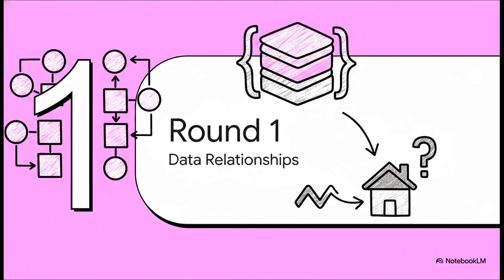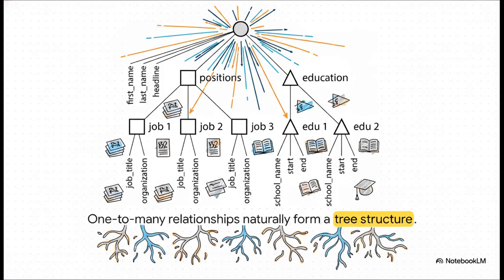Okay, let's kick things off with round one, structure and relationships. Now, how does the actual shape of your data dictate where it should live? Take a look at this. Notice how one-to-many relationships naturally form a tree structure that branches out from a main root node. Think of something like a user profile or a resume on LinkedIn. One user has many past jobs, many degrees, and multiple contact methods, right? In database terms, these are one-to-many, or really one-to-few, relationships.